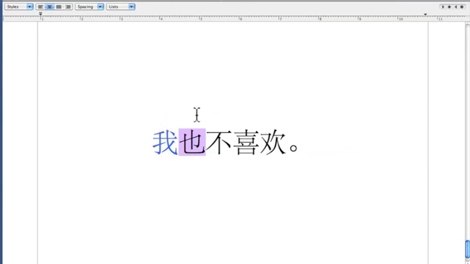我也不喜欢. 喜 is a dipping tone, a third tone, and 欢 is a high level tone, also called a first tone. 我也不喜欢. I also don't like it.